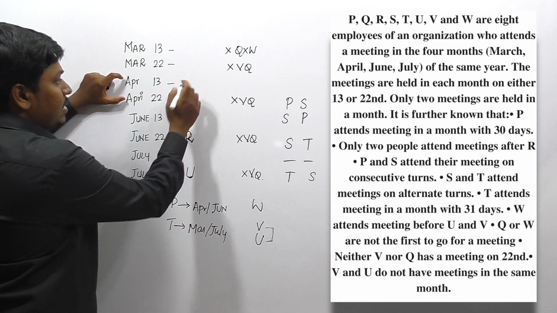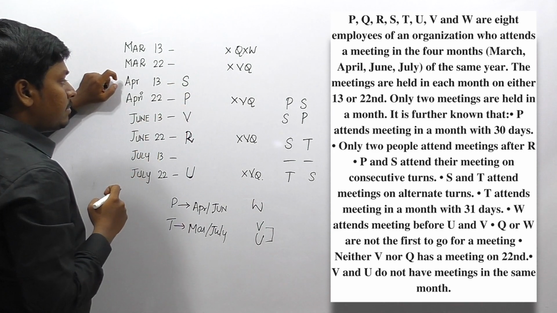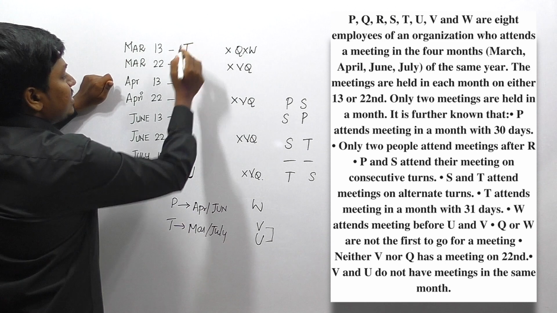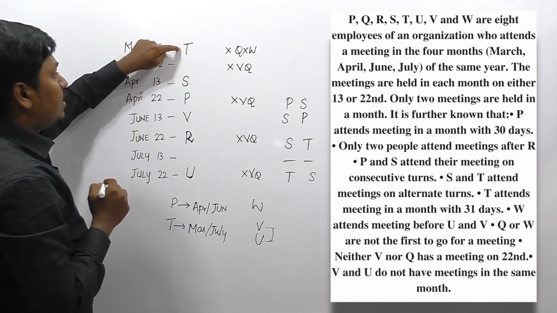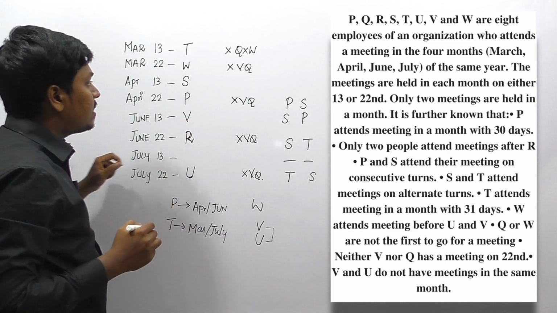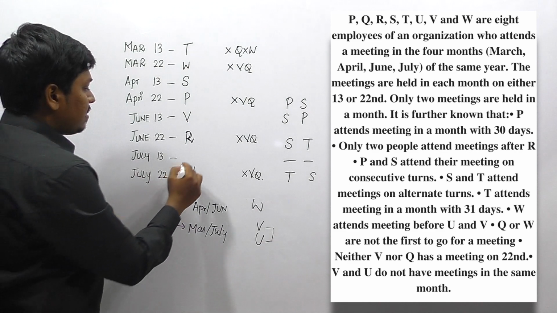If I fix P here, this should be S because we already know that P and S should be immediate neighbors. And between S and T there should be a gap of 1, so we can definitely fix T here. And also we can fix W here. Why? Because we already know that W is attending a meeting before U and V. I think only one is remaining, that is Q.